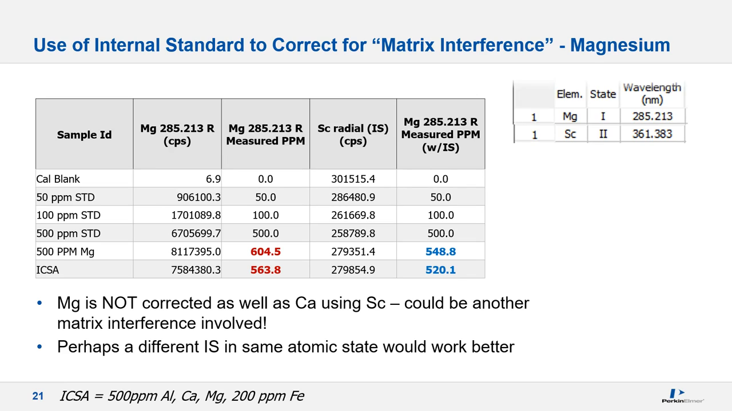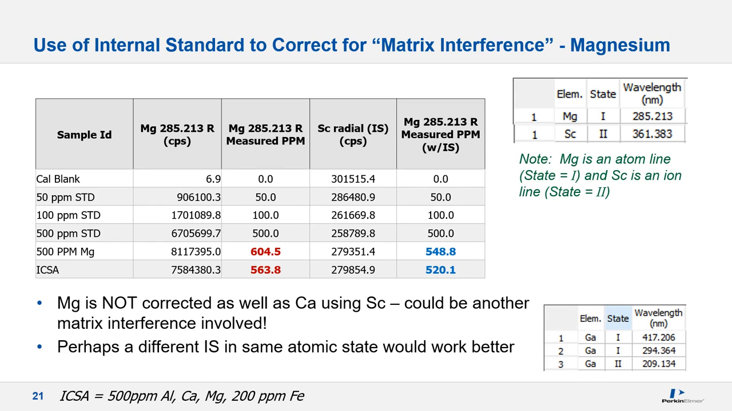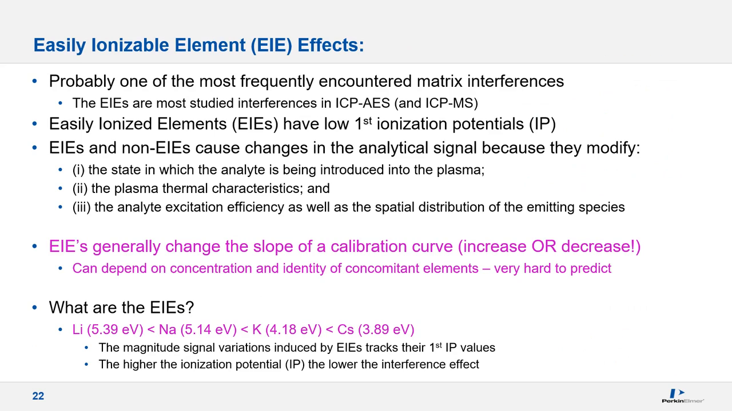If we look at the magnesium line I am using, we notice that it is an atom line, or the state is 1 in the state column. Scandium is an ion line, so it could be that perhaps an internal standard element using an atom line, such as gallium, might work better for magnesium. Unfortunately, today we won't know the answer to that question, since in this data I did not include the use of gallium as an internal standard.